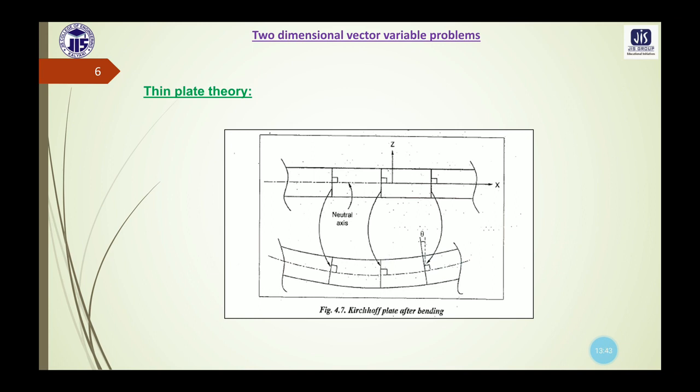And in case of the third assumption, the transverse shearing strains are assumed to be 0, that is, the shear strains gamma xz and gamma yz will be 0. So the thickness of the plate does not change during bending. Okay, so these are the three assumptions which are considered in case of the Kirchhoff's plate, and using these assumptions we can convert the three-dimensional problem into a two-dimensional problem.